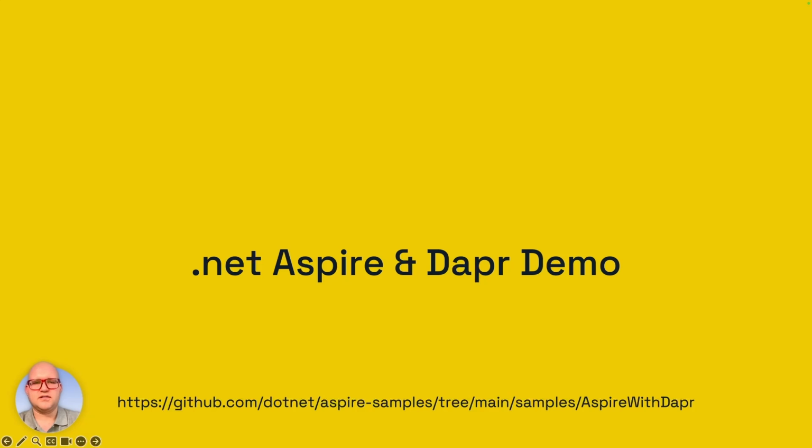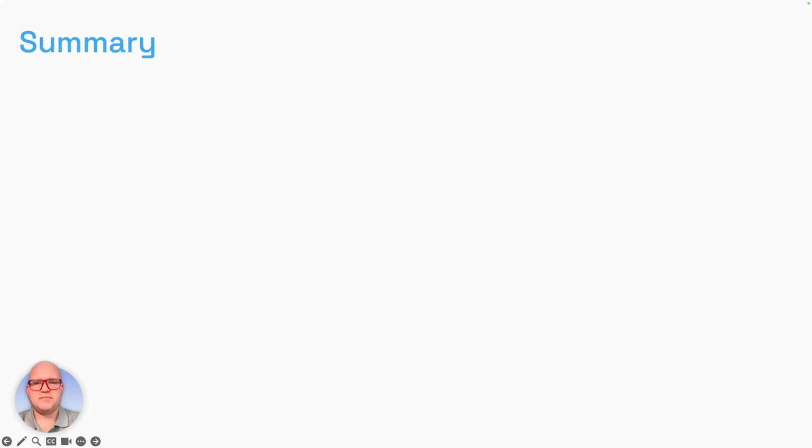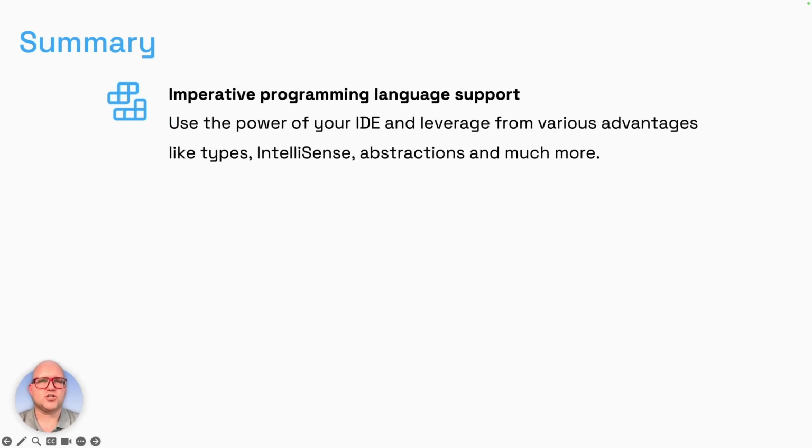I strongly see the positive things that come with .NET Aspire, and I'm a big fan of imperative programming languages. The abstraction and simplification capabilities that come with the tool are much more powerful than the voices that stand against adding another tool to the toolchain. So use the power of .NET Aspire and make your life and the life of all your developers easier. To sum it up, imperative language support is the key to success at this point. Use the power of your IDE and leverage advantages like types, IntelliSense, abstractions, and so on.